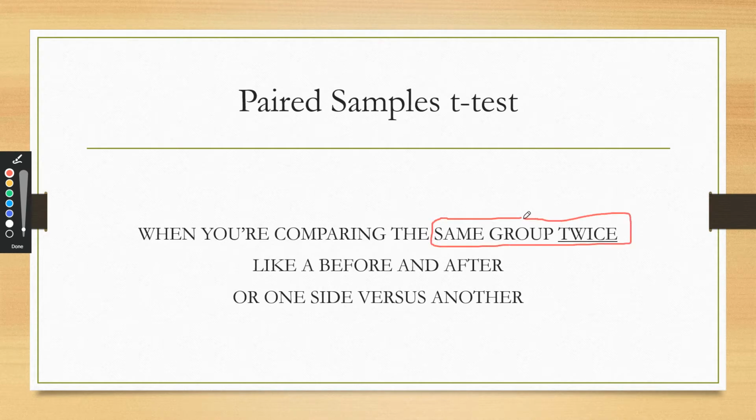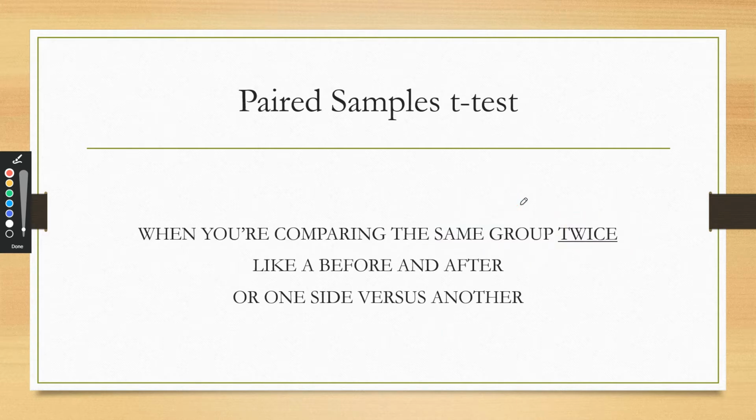And you use the paired samples t-test when you're comparing the same group twice. The most common thing you'll see is a before and after, like an entry exam and an exit exam. Or you'll do one side versus another, like right versus left. But you test everybody twice. Okay, so the whole group is tested twice.